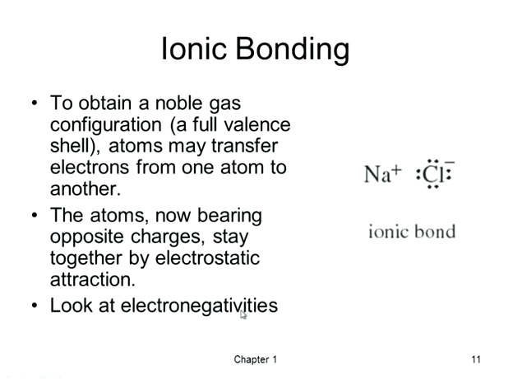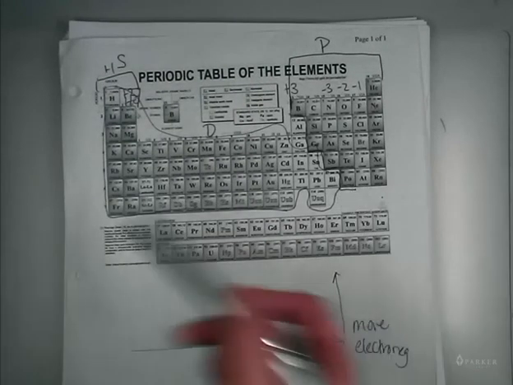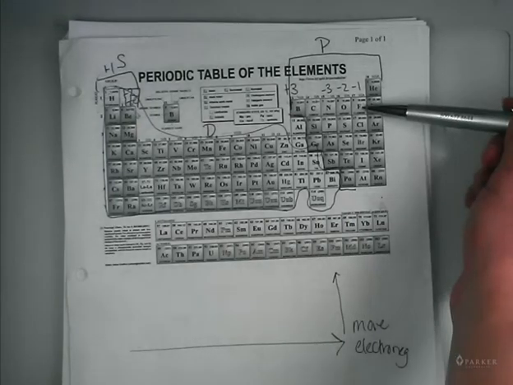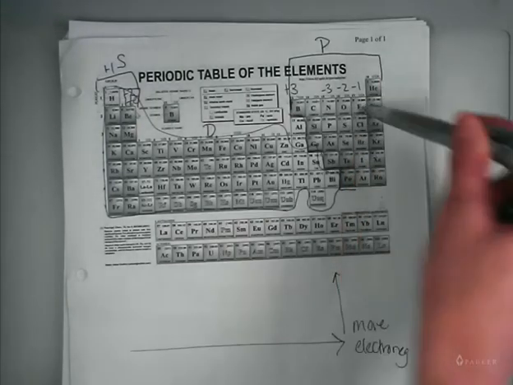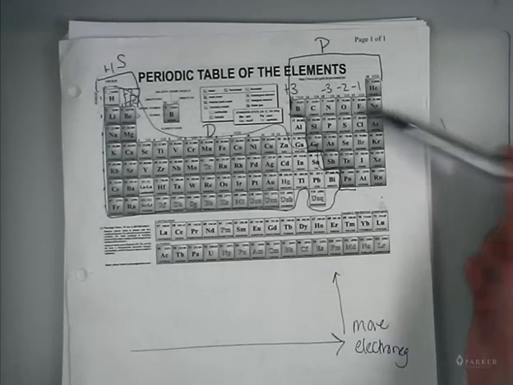and electronegativities. So electronegativity, basically what that means is the attraction to electrons. If you want electrons to be around you, it's called being electronegative. The most electronegative atom on the whole entire periodic table is fluorine, okay? So basically, the closer you are to fluorine, the more electronegative you are.